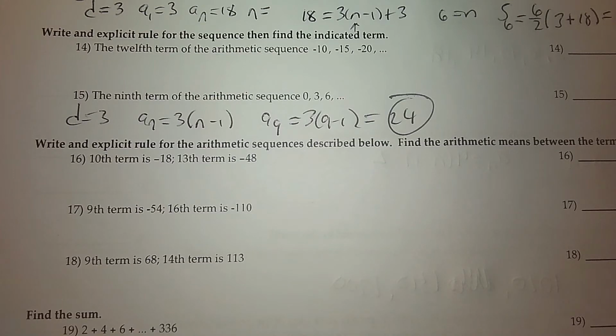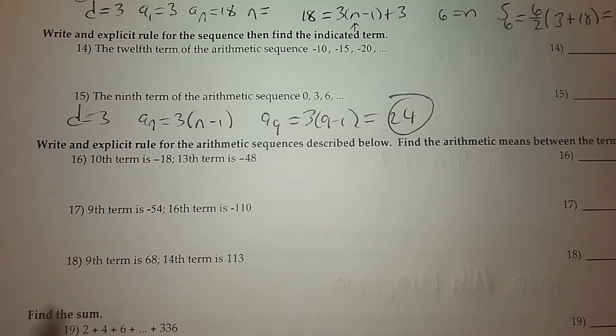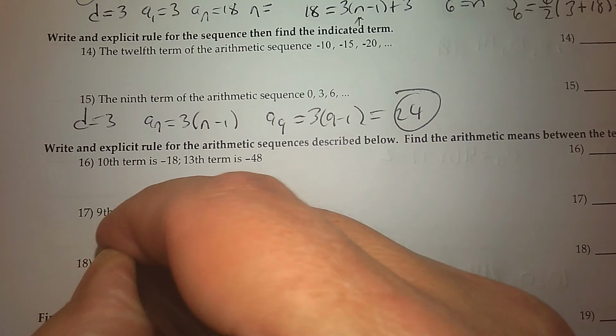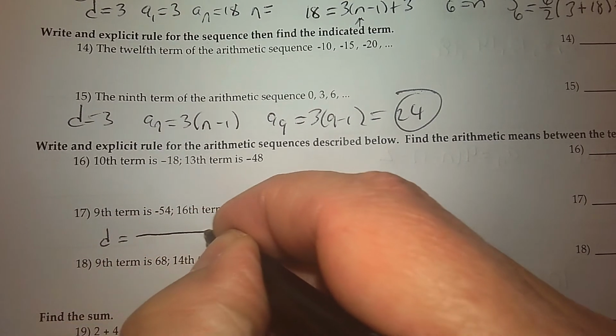Can you find, if I give you any two terms in an arithmetic sequence, can you tell me the rule, and can you tell me the arithmetic means between the terms given? So we're going to do number 17, the odd numbers right now. Do you remember how to find the common difference for arithmetic? It's the slope formula, right?